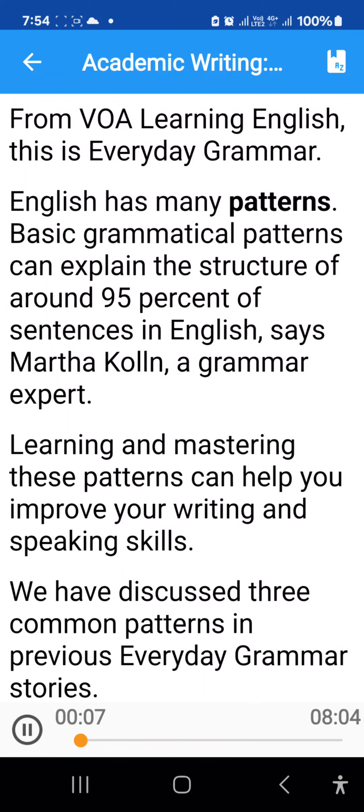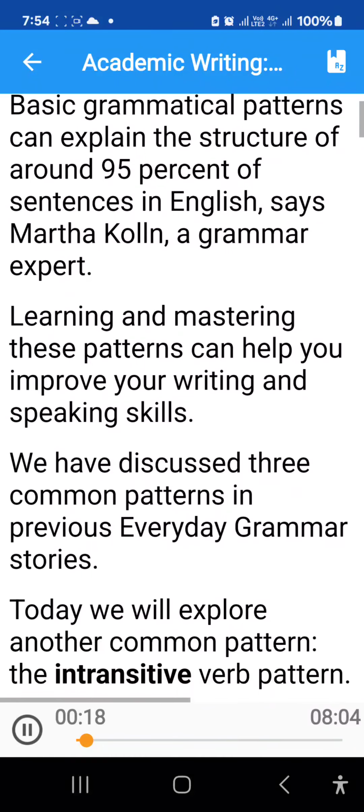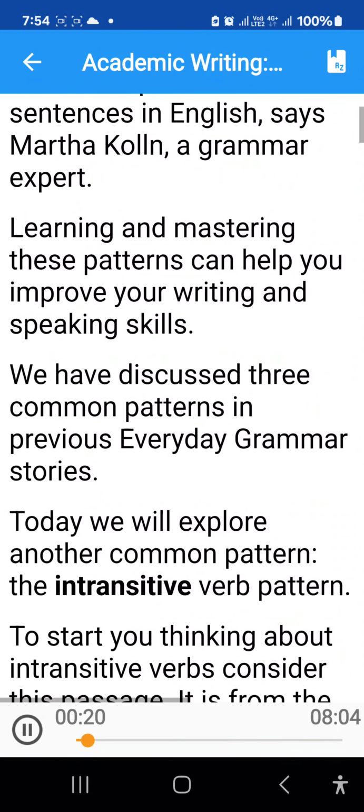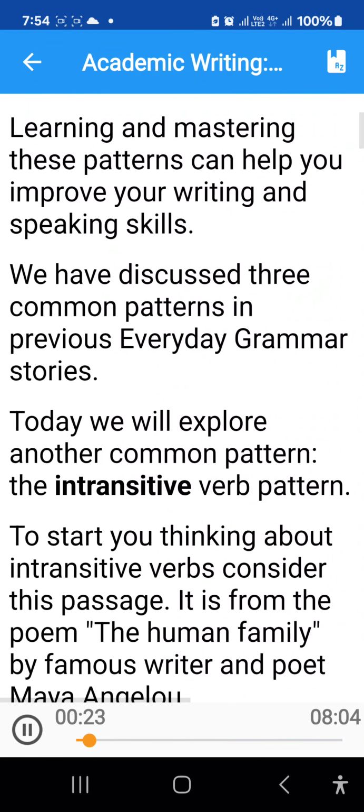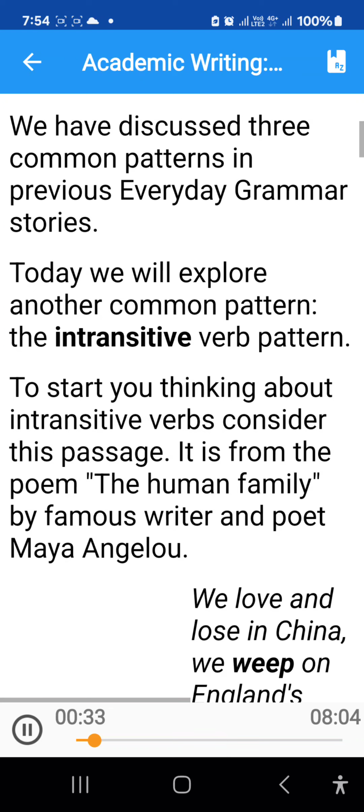English has many patterns. Basic grammatical patterns can explain the structure of around 95% of sentences in English, says Martha Colln, a grammar expert. Learning and mastering these patterns can help you improve your writing and speaking skills. We have discussed 3 common patterns in previous Everyday Grammar stories. Today, we will explore another common pattern, the intransitive verb pattern.